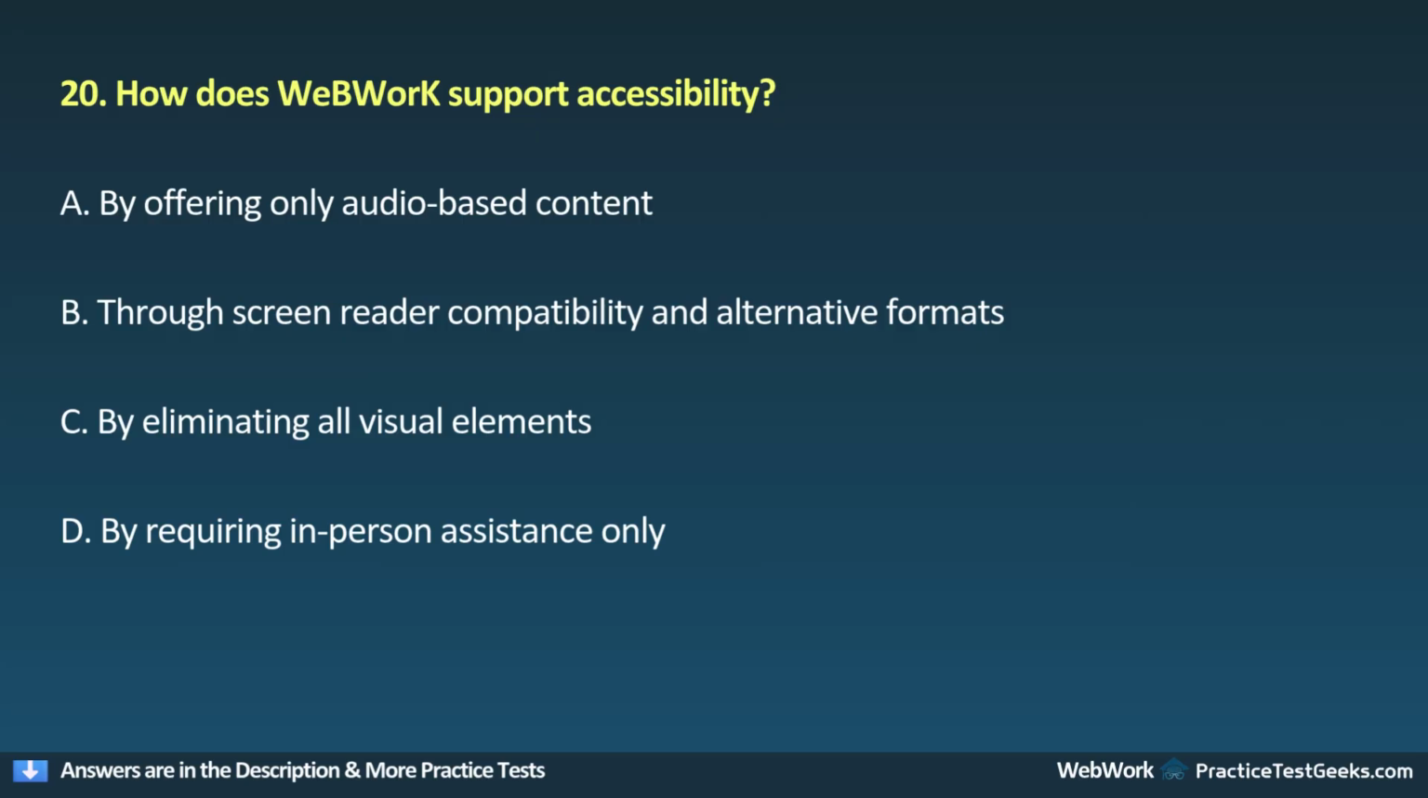20. How does WeBWorK support accessibility? A. By offering only audio-based content. B. Through screen reader compatibility and alternative formats. C. By eliminating all visual elements. D. By requiring in-person assistance only.